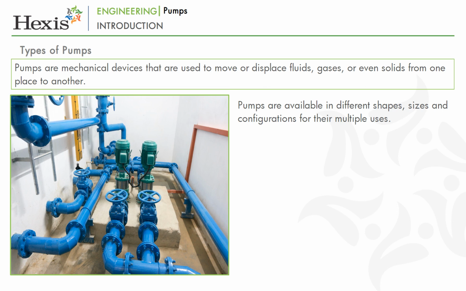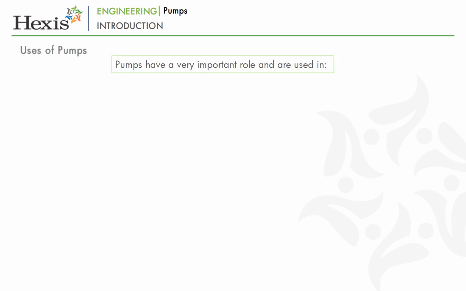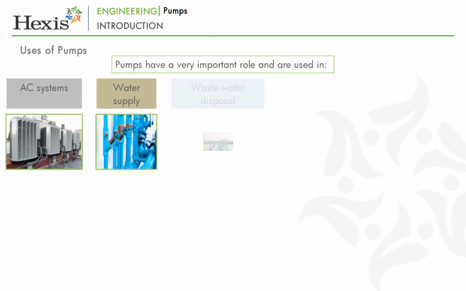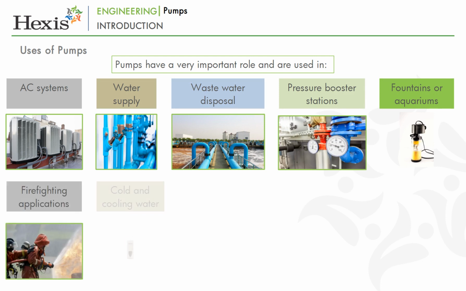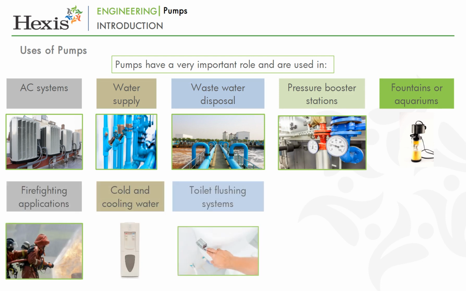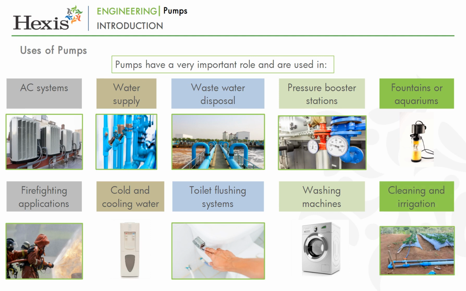Examples of pumps are water pumps, gas pumps, sewage pumps, sump pumps, axial pumps, gear pumps, piston pumps, and reciprocating pumps. In the field of building technology, pumps have a very important role and are used in air conditioning systems, water supply, wastewater disposal, in pressure booster stations, in fountains or aquariums, firefighting applications, cold and cooling water, rainwater utilization for toilet flushing systems, washing machines, cleaning and irrigation, among many others.